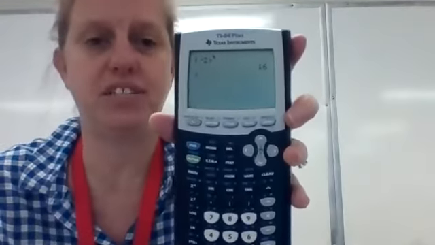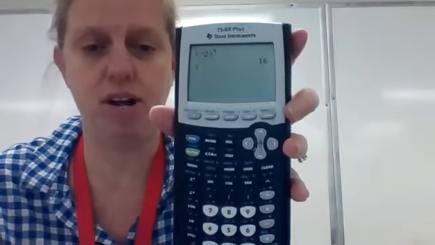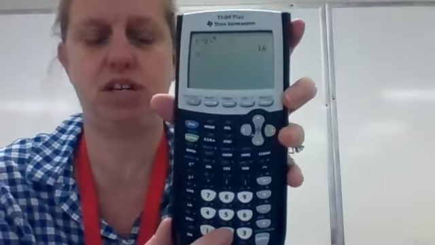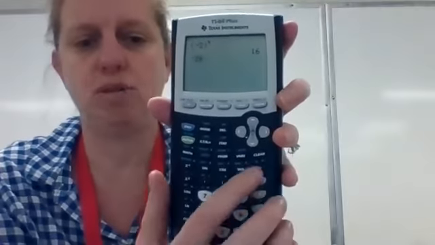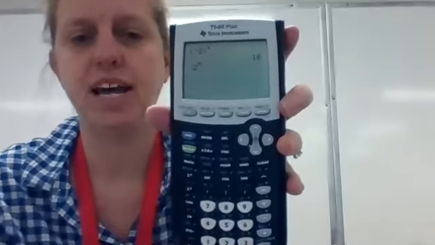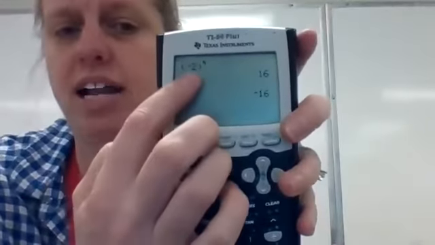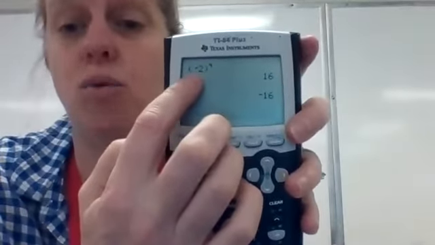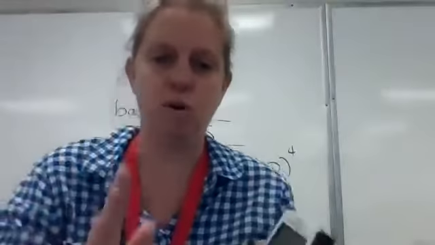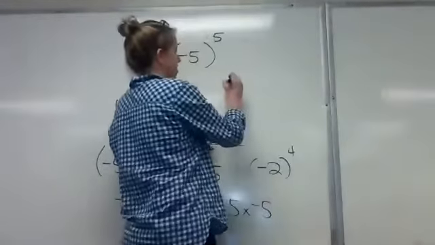So it gives me +16. If I don't hit the parentheses and I just do -2, go up into my exponent, and hit the 4, it tells me -16, because what you are telling your calculator here is that you want -2 to multiply times itself 4 times.